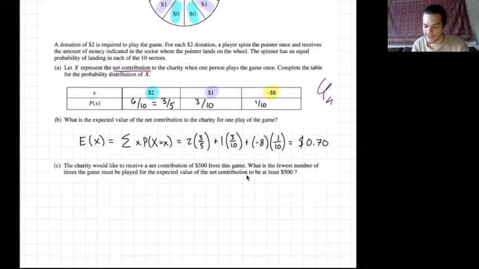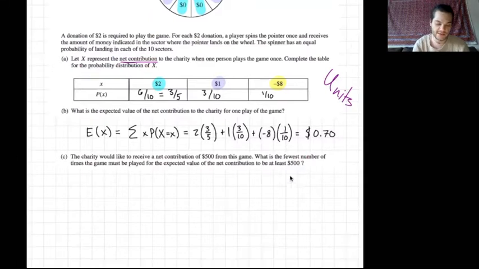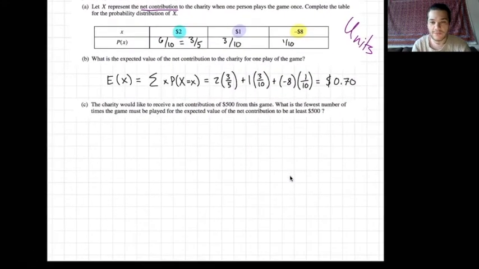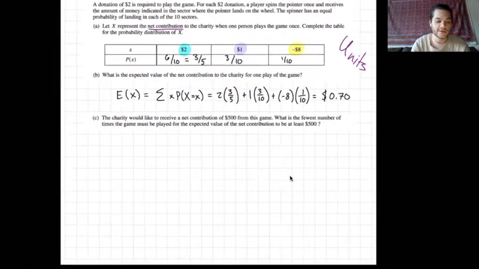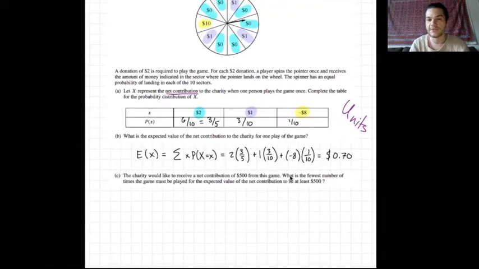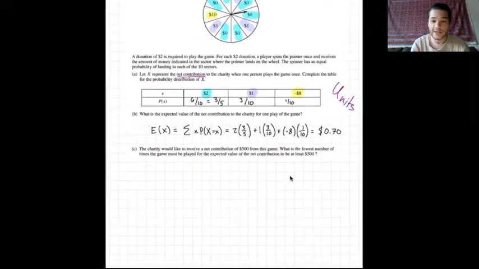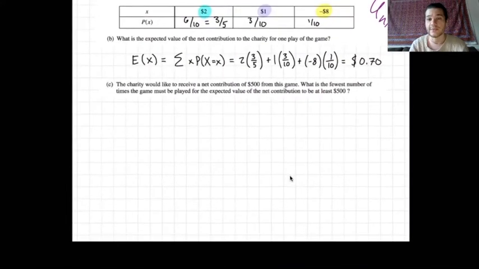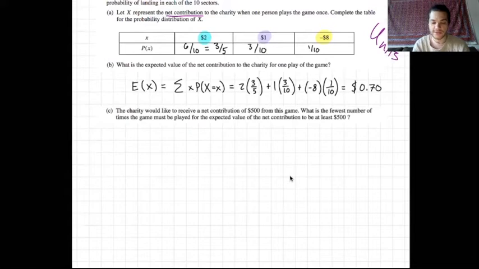I'm going to write units again because you really got to give your units. We want these numbers in context. So on average, you expect to get a net contribution of 70 cents. They pay $2 to play, but they win sometimes. So this is good. As the person putting on the charity, this is a good thing. We want to make $500 though. So we want to know how many times we have to play this for our average winning to exceed $500. This doesn't mean we will make more than $500. This just means that the expected value will be $500.